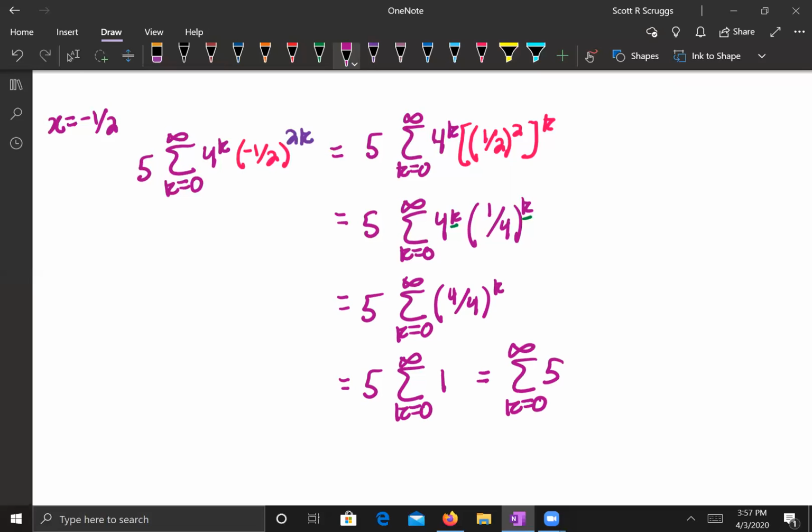Now, quick recap. For that series, the sum, k equals 0 to infinity of 5, is this series convergent or divergent? And also, when you write that in the chat, tell me why you think it's convergent or divergent.